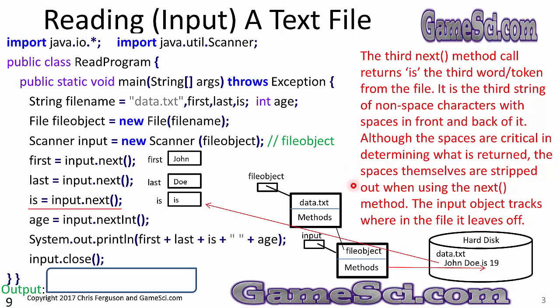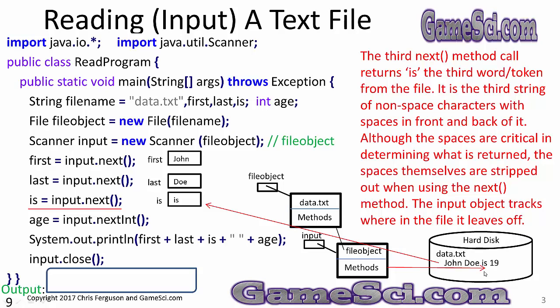The input object tracks where it is in the file. So again, this is the third call. So the third token or the third word is read and sent back from the next method and assigned to the is variable. Once again, the spaces are critical. They separate the tokens or words in the file so the next command can pick up the next one.